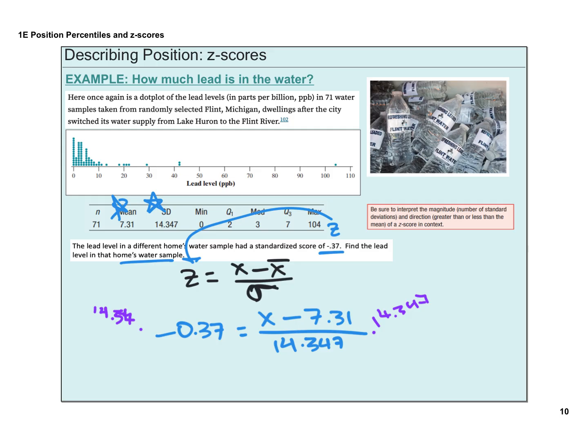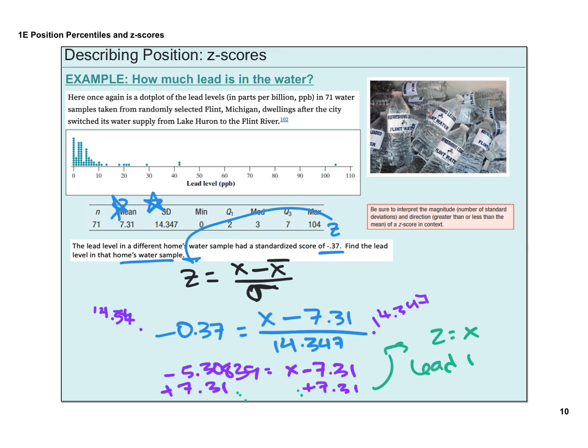So I need 14.347 times the negative 0.37. That gives me negative 5.30839 is equal to x minus 7.31. And then I'm going to add the 7.31. Negative 5.30839 plus 7.31 gives me almost exactly 2. I ran out of room down here, so I'm going to come up here. I get 2 is equal to x. So the lead level is 2 parts per billion at that standard deviation.